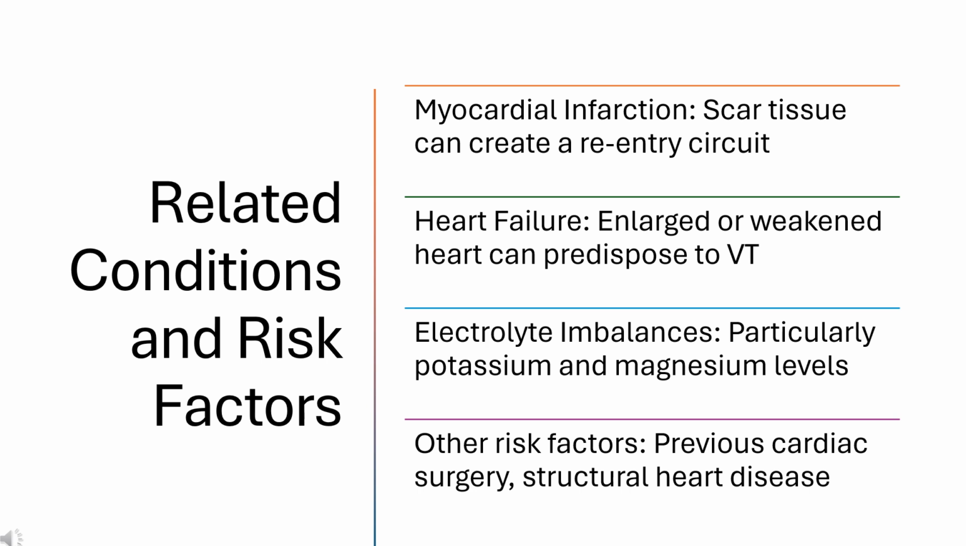Potassium is critical for maintaining the electrical gradient across cardiac cell membranes. This is essential for normal heart rhythm. So hyperkalemia and hypokalemia can both lead to dangerous arrhythmias, including VT. Hyperkalemia can cause peaked T waves and widened QRS complexes, while hypokalemia can lead to flattened T waves and the appearance of U waves, both of which can predispose to ventricular tachycardia.